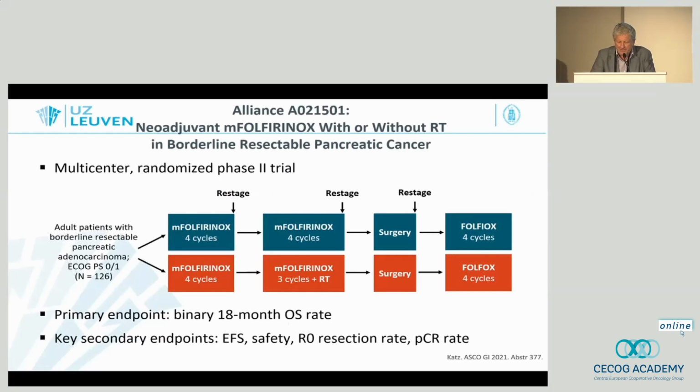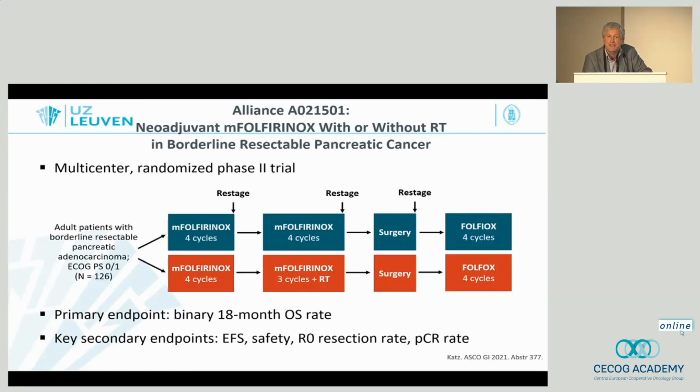And then the final trial that I will take you through, and we will hear more about that also, so I will be brief, is the Alliance trial. It was presented last year at ASCO GI for the first time. This was a trial of neoadjuvant FOLFIRINOX with or without radiotherapy. Remember the slide with the three scenarios that I presented earlier on.